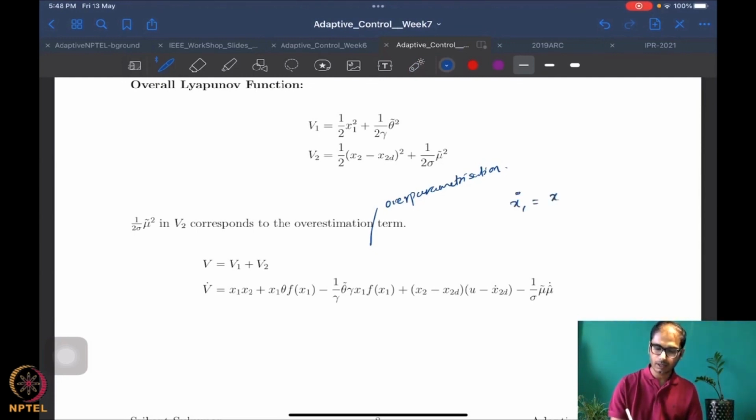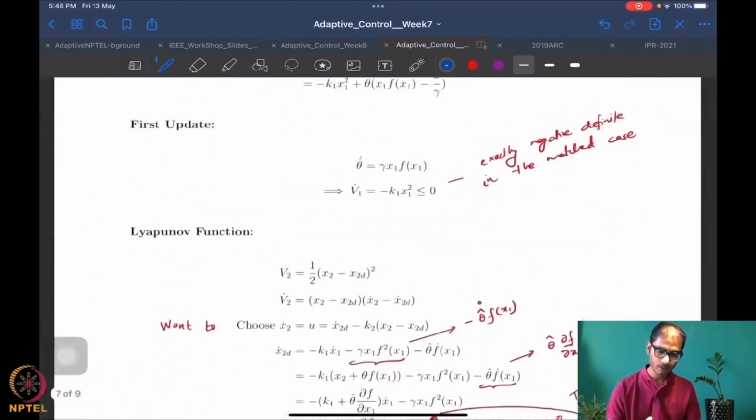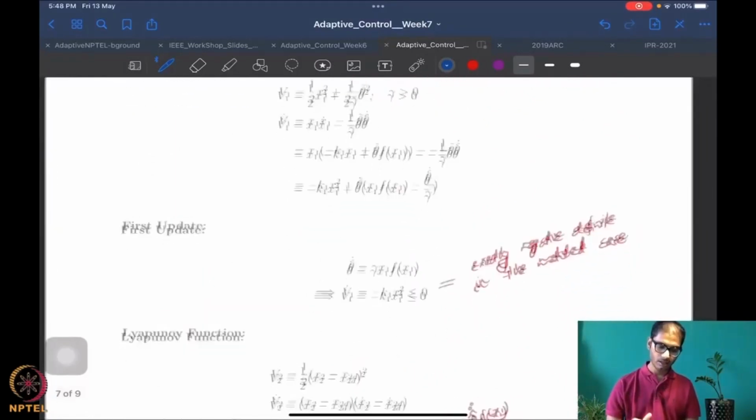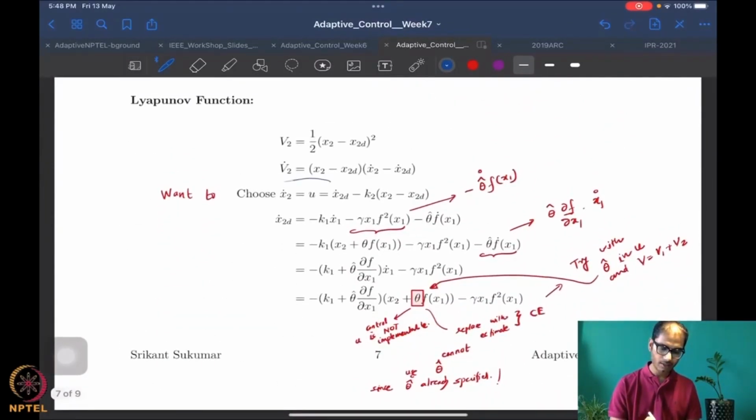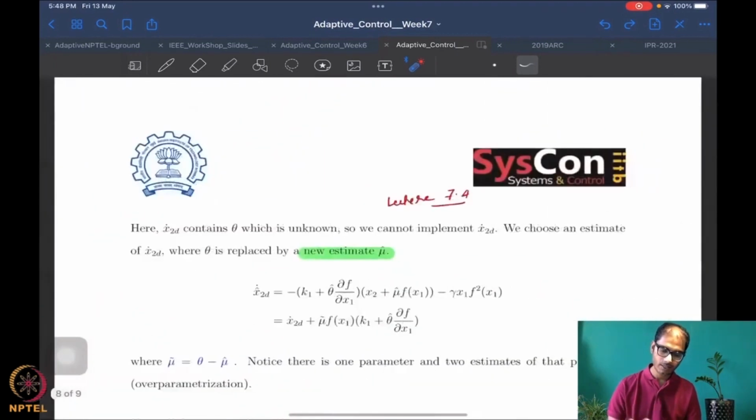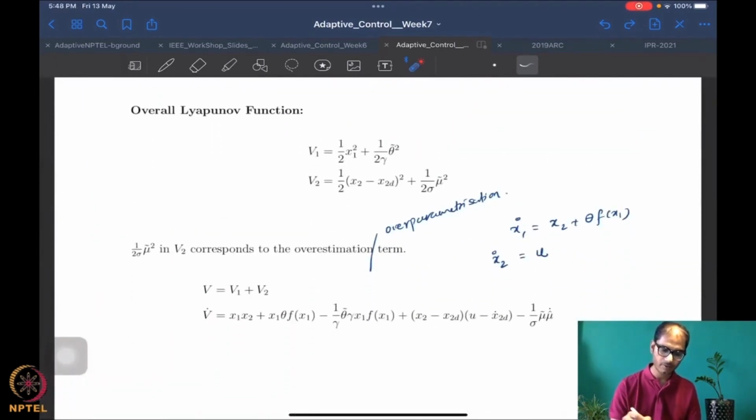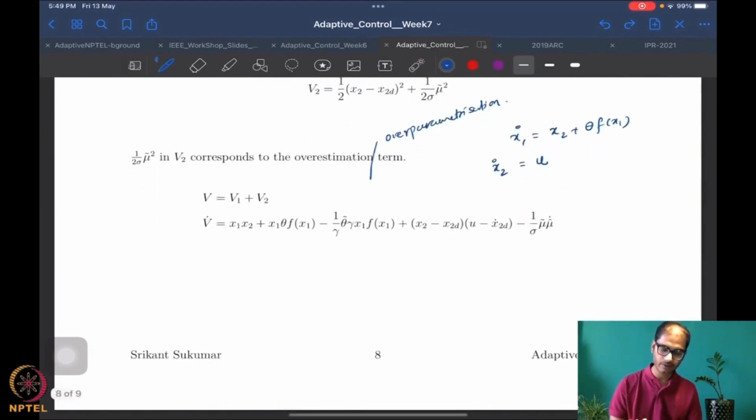x1 dot is x2 plus theta f(x1), and x2 dot is u, right? And what did we choose as u? Let's see, u is this, but u is not exactly this guy. u is in fact x2 hat desired dot, right? So let me carefully write all the terms here so that we have everything at our disposal.